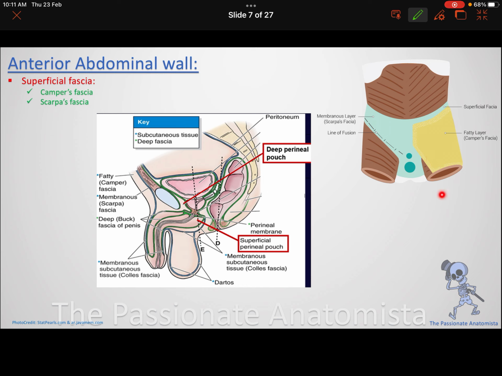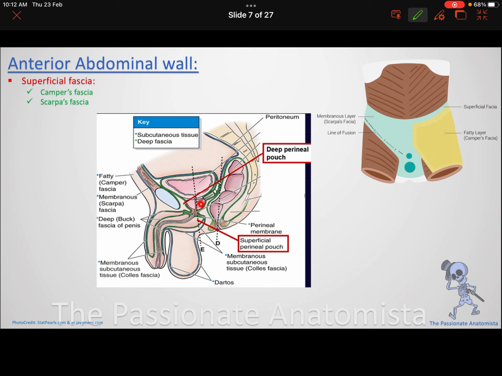It's not going to go to the thigh because there is a fusion here in the fascia lata, and it's not continuous down. The Scarpa's fascia is going to fuse with the fascia lata, so the urine is not going to go to the thigh, but it is going to go all the way to the lower abdomen. This is what we call the superficial extravasation.